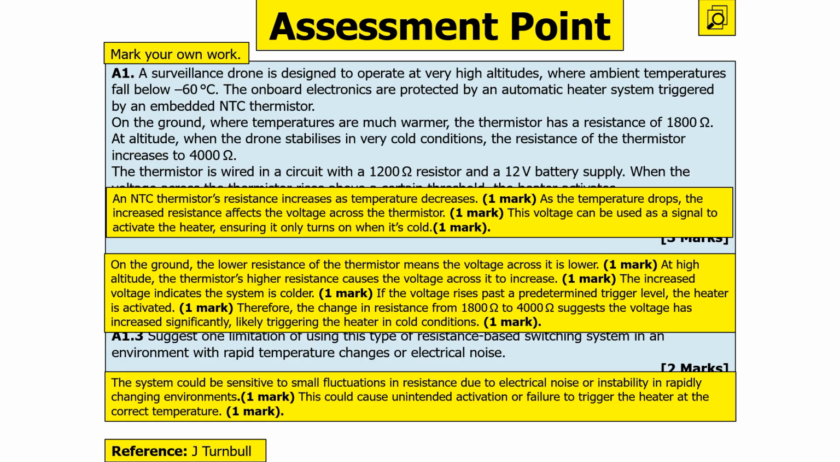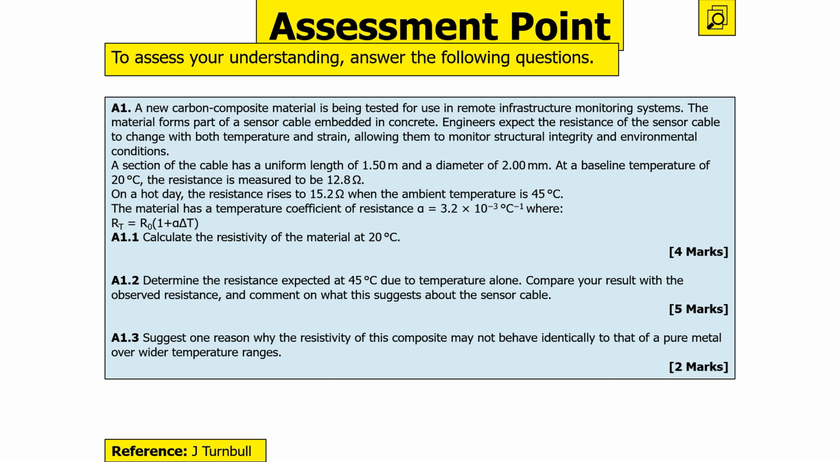The next question says, a new carbon composite material is being tested for use in remote infrastructure monitoring systems. The material forms part of a sensor cable embedded in concrete. Engineers expect the resistance of the sensor cable to change with both temperature and strain, allowing them to monitor structural integrity and environmental conditions. Now, a section of the cable has a uniform length of 1.50 meters and a diameter of 2.00 millimeters. At a baseline temperature of 20 degrees Celsius, the resistance is measured to be 12.8 ohms. On a hot day, the resistance rises to 15.2 ohms when the ambient temperature is 45 degrees Celsius.